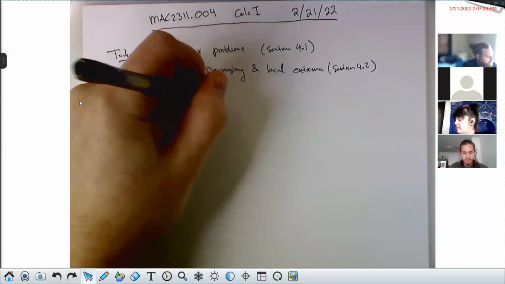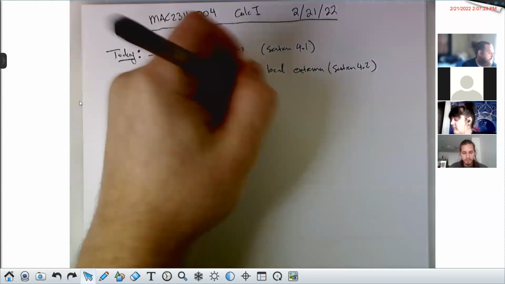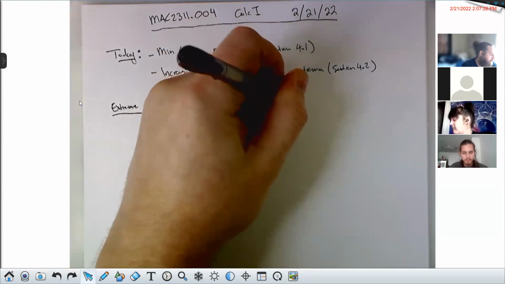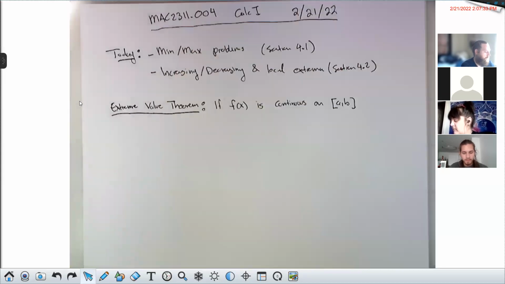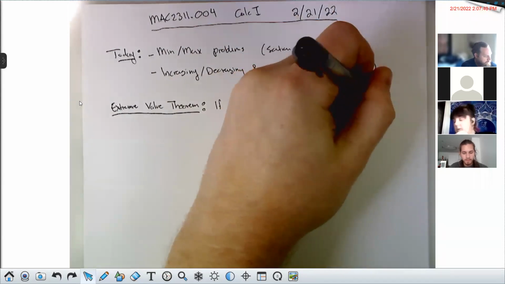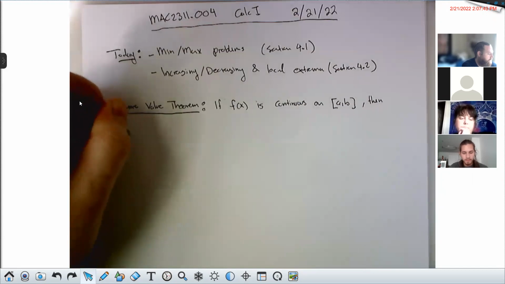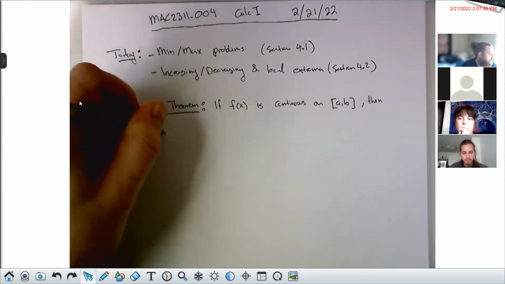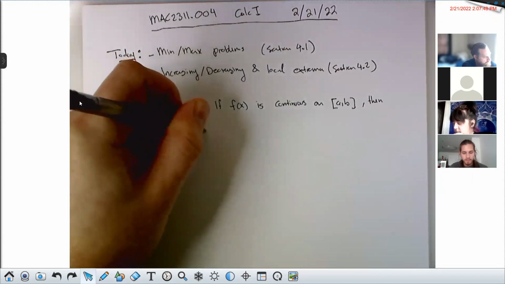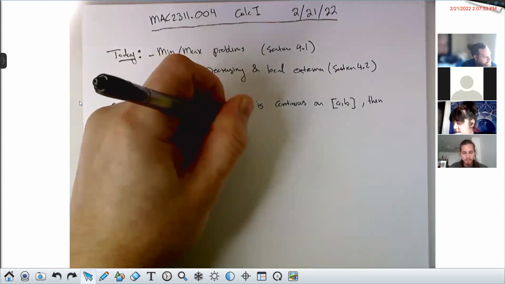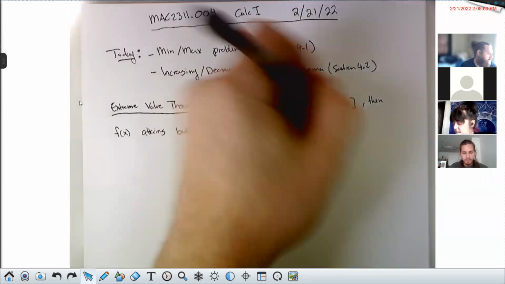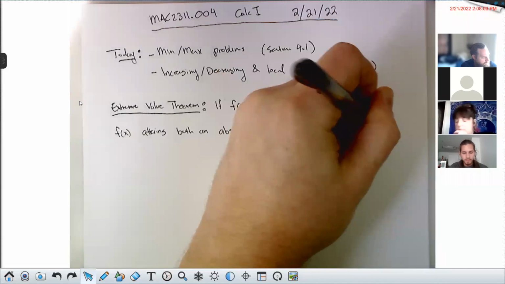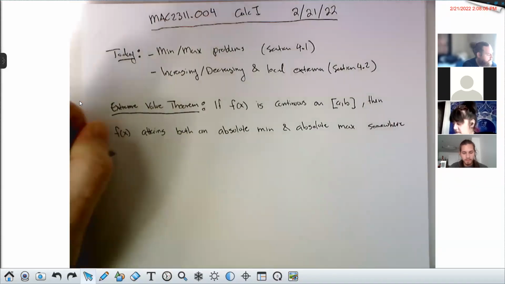And this says if f of x is continuous on the closed bounded interval [a, b], meaning it doesn't go off to infinity and includes both endpoints, written with brackets, then f of x attains both an absolute min and an absolute max somewhere on that interval.